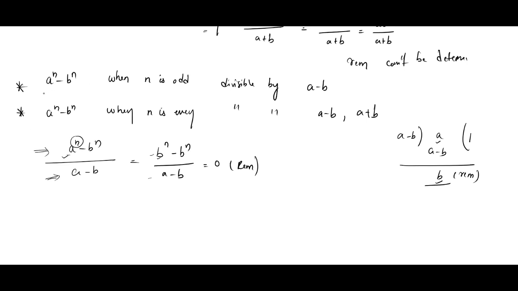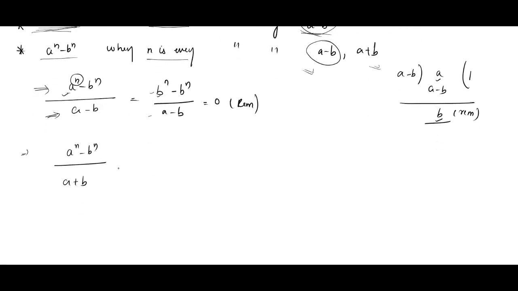Whether n is odd or even, a power n minus b power of n is divided by a minus b. So whatever the value of n, a power n minus b power of n is always divisible by a minus b. Now let's see the a plus b scenario. You're understanding, right? Okay. So now let's take the scenario a power of n minus b power of n when divided by a plus b. Let me write a minus b, sorry, a plus b.